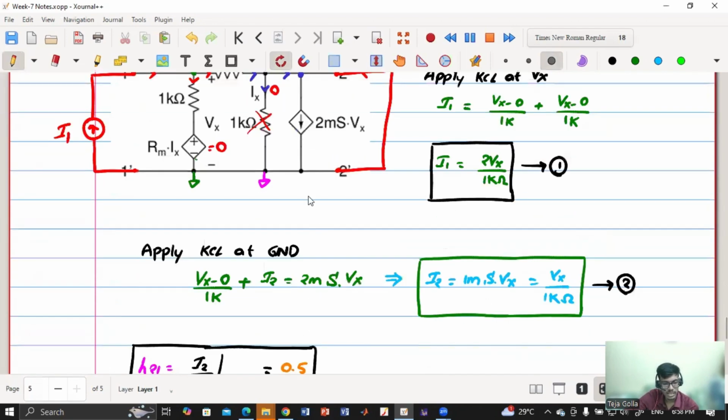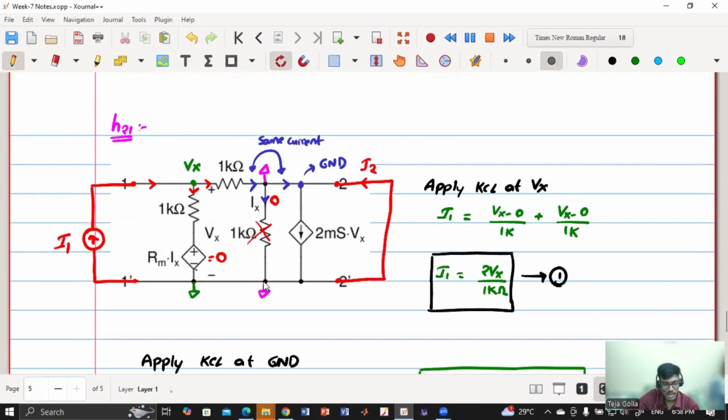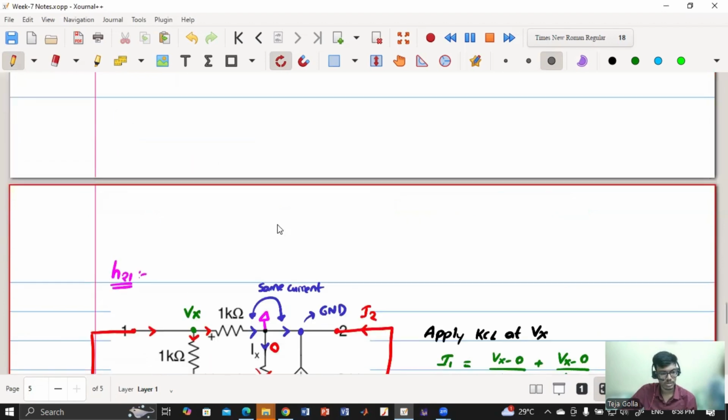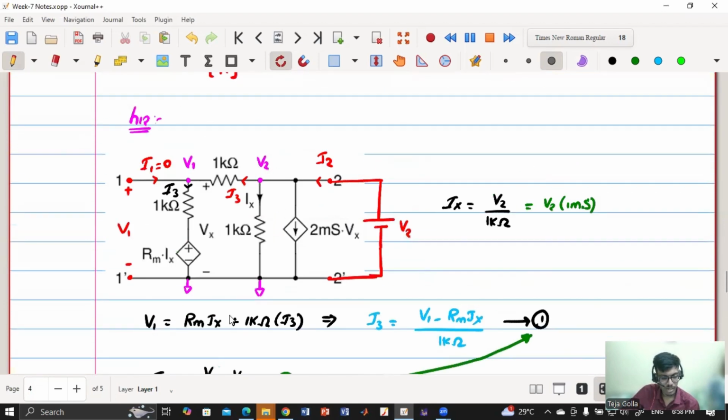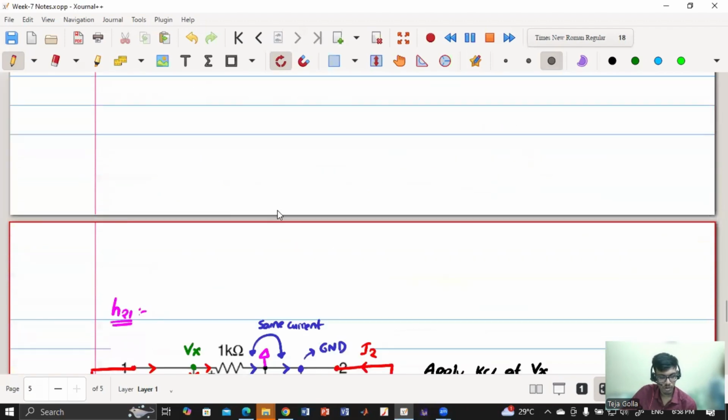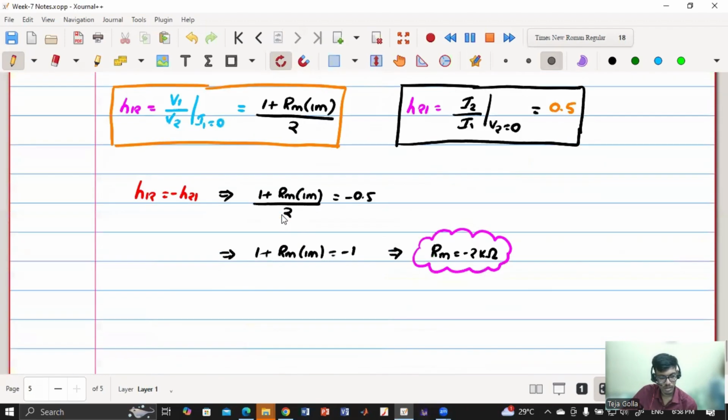In the second case, anyway, this is shorted. It doesn't matter whether I consider this as ground or this as ground, because both are grounds. You can even consider this as ground and you can still do it, but there your calculations become more clumsy, because they have asked 2 ms into Vx. So if this is ground, then this will become minus Vx, because all the voltages are with respect to this terminal. So I have considered that as ground, and it will be very straightforward. Got it?